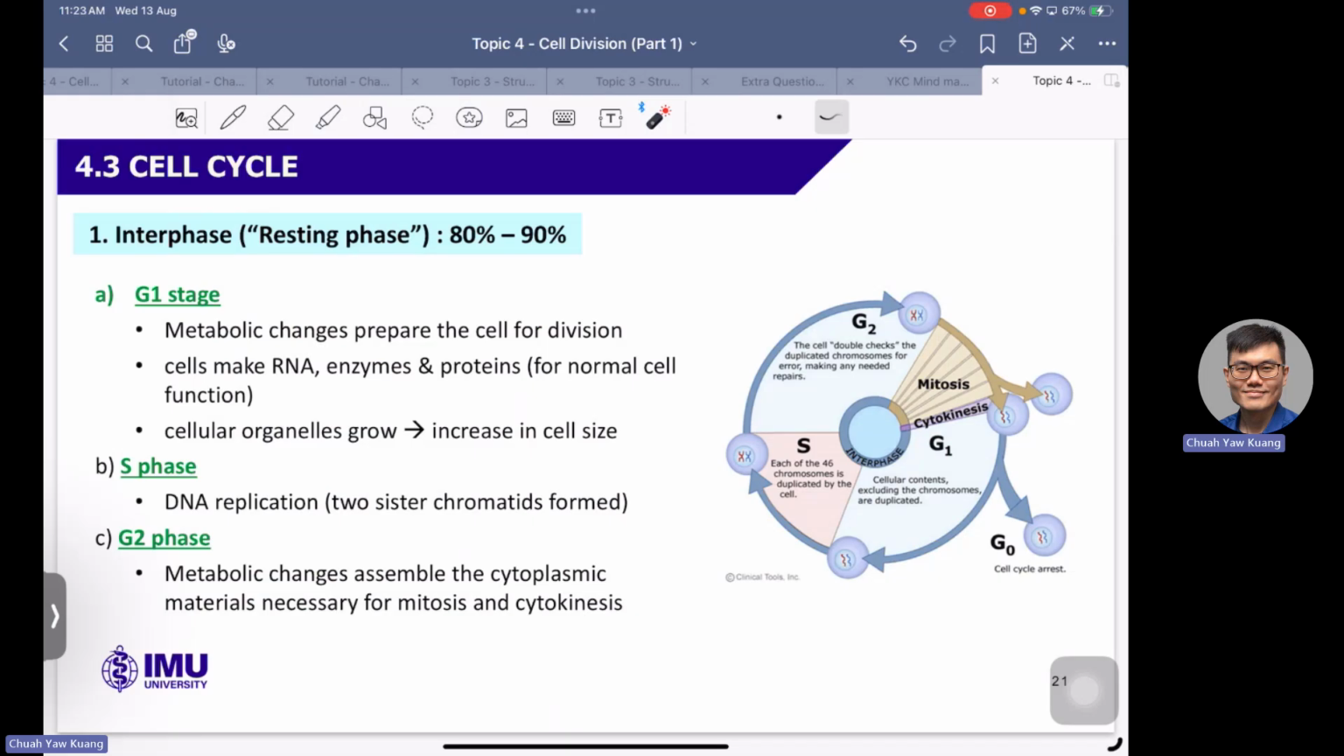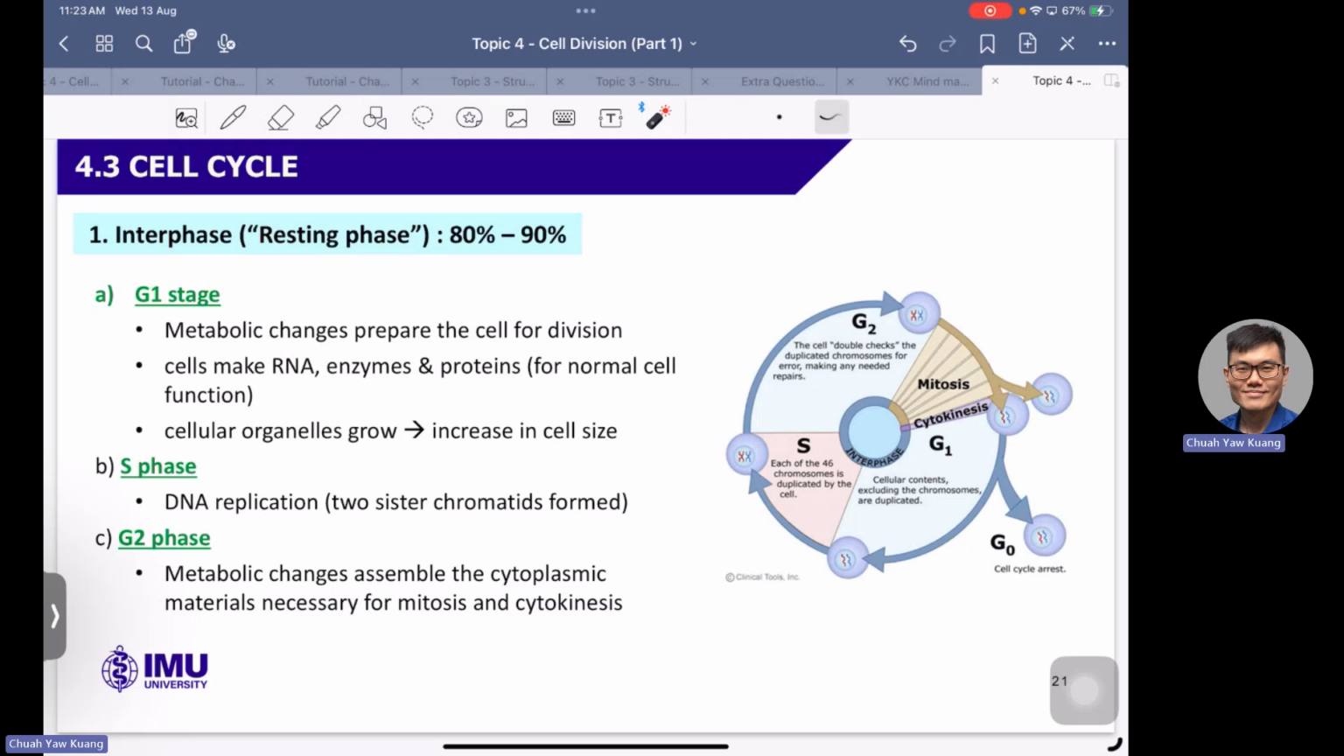They will also produce organelles that are important for metabolism, growth, or the function of the cell, for example ribosomes, the Golgi apparatus, and the rough ER. After the cell grows to a certain size, it will go into the S phase.